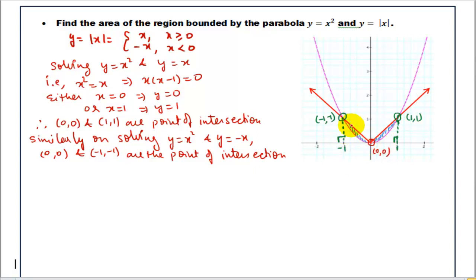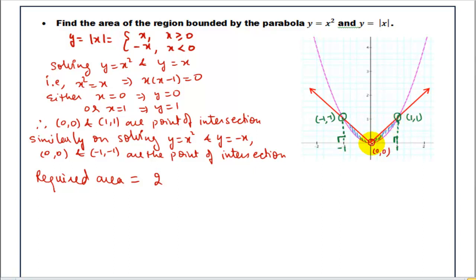In the same manner, if we solve the parabola with the line y is equal to minus x, where x is less than 0, you will find this point of intersection is minus 1 comma minus 1. So let us now write for the required area. For writing the required area, we will first locate the points of intersection, because we are writing the area as twice this area. So we will focus on this part only.